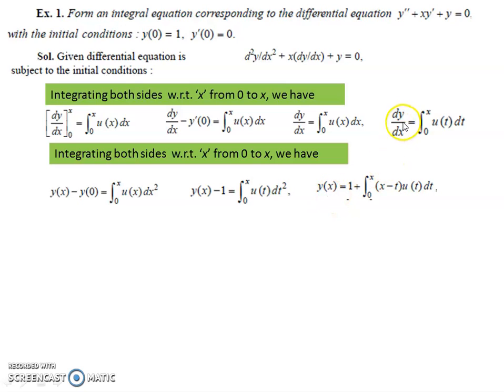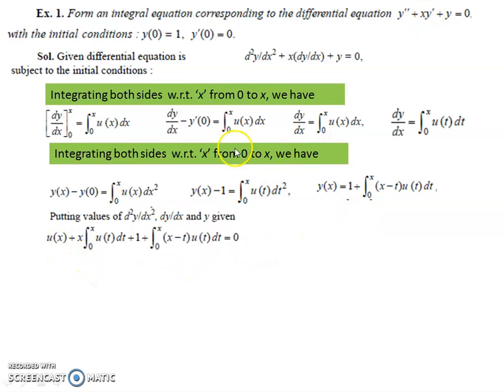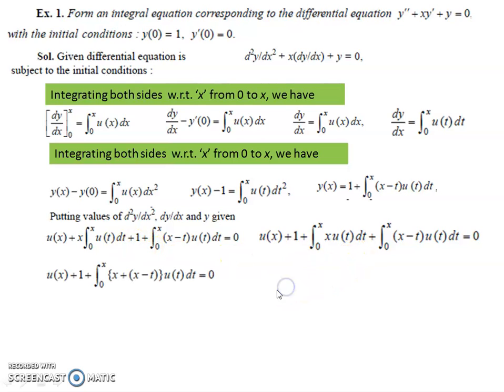So I got y(x), I got dy by dx, I have y double dash as u(x), so all these values I replace here. So y double dash(x) as u(x) plus x into dy by dx as this, and y as 1 plus the integral from 0 to x of (x minus t) dt. So on simplification, u(x) plus the integral from 0 to x, I take common. So when I take common, it becomes x plus (x minus t) u(t). So x plus x is 2x, which is our required integral equation.